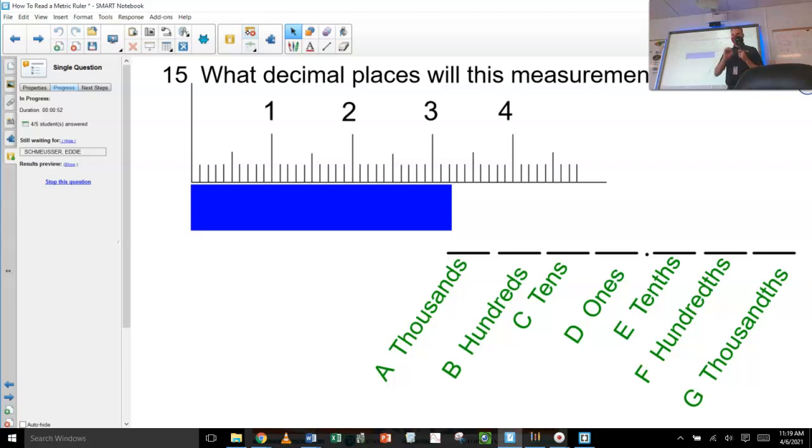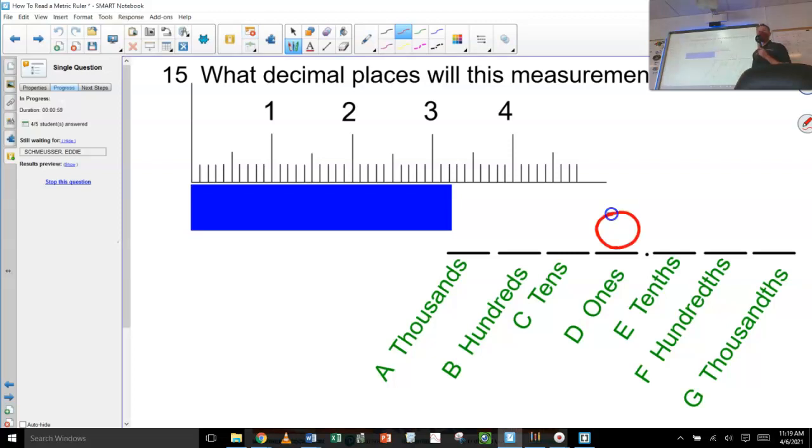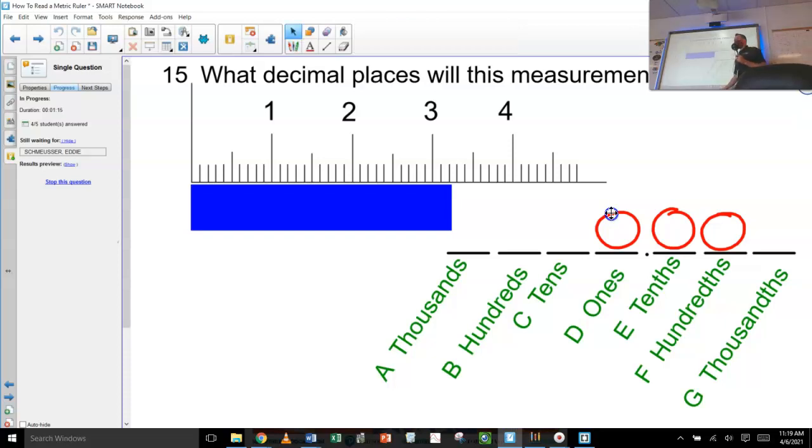I'm going to pause you. What's printed on our ruler here? The ones, right? So we're going to have a decimal here. Are there 10 tick marks? Yes, there are. So you go two to the right. So this question is going to be D, E, and F. That's okay. We're going to take off here tomorrow as we start talking about these, because we'll get to putting numbers in here as we go.